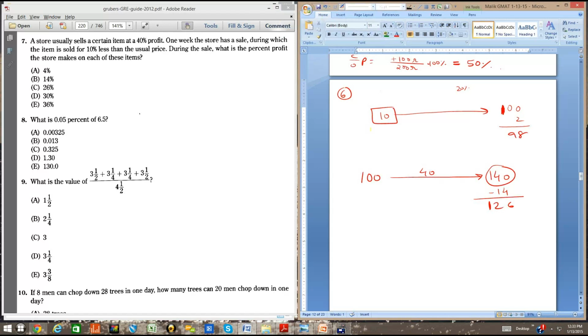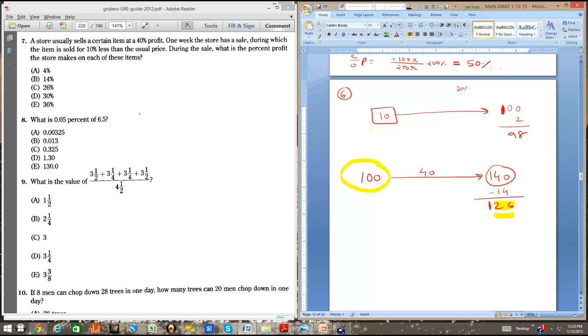So when you look at this, I don't want you to do any complicated method after this to figure it out, because if you use 100, you can pretty much do this whole thing in your head. 100 goes up to 140 minus 14, that's 126. That's your $26. You don't need to do any percentage calculation after that, because 100 just made it so much simpler. When they don't give you any number, plug in 100. It makes it so much easier.